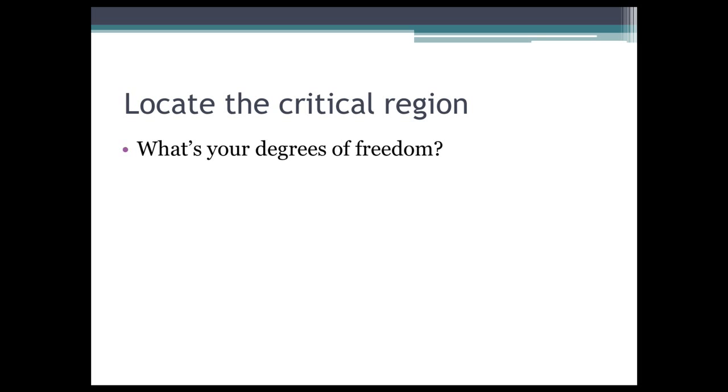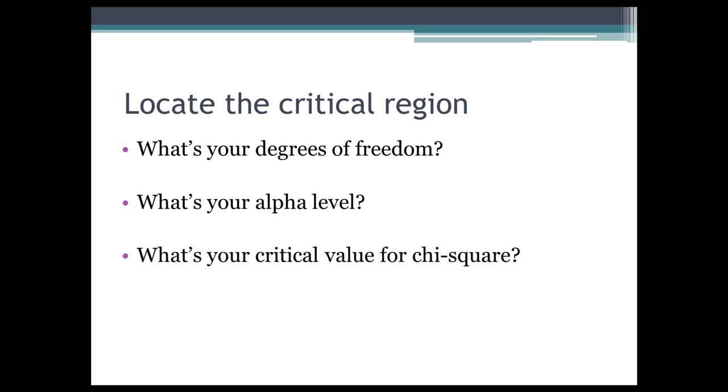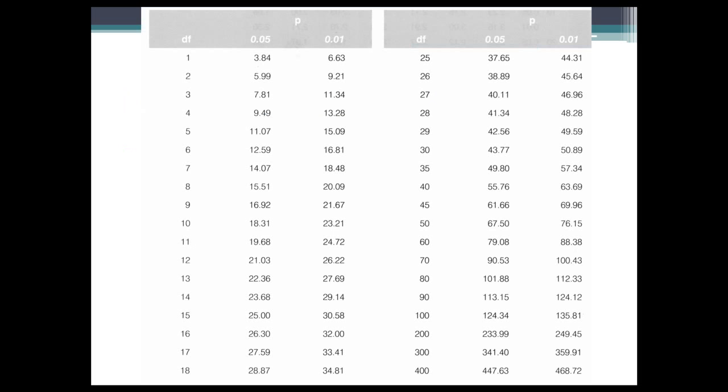Let's locate the critical region, but first, what is our degrees of freedom? Degrees of freedom is C minus 1, and we have 4 columns, so degrees of freedom is 3. Our alpha level is 0.05, so what is our actual critical value for the chi-square? For degrees of freedom 3, because remember it's C minus 1 and we have 4 columns, it would be 7.81. So 7.81 would be our critical value that we need to exceed.